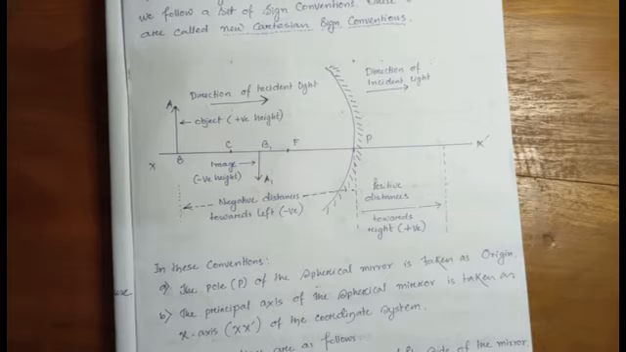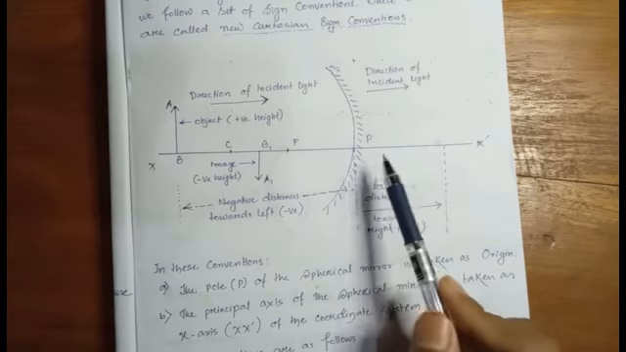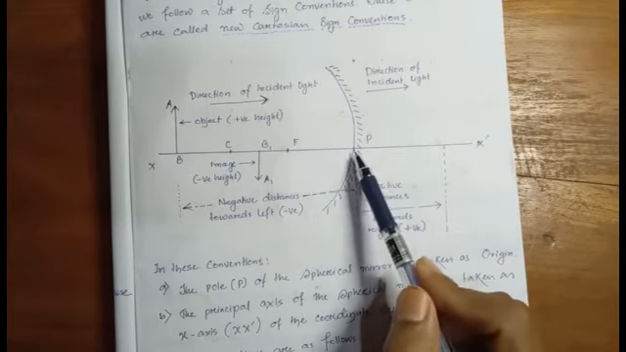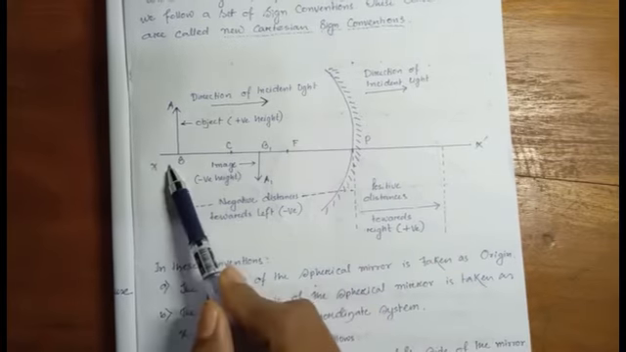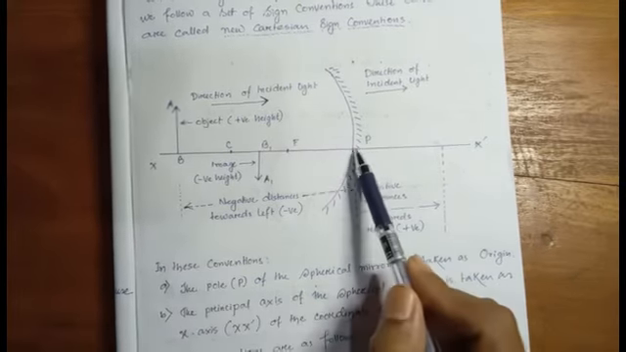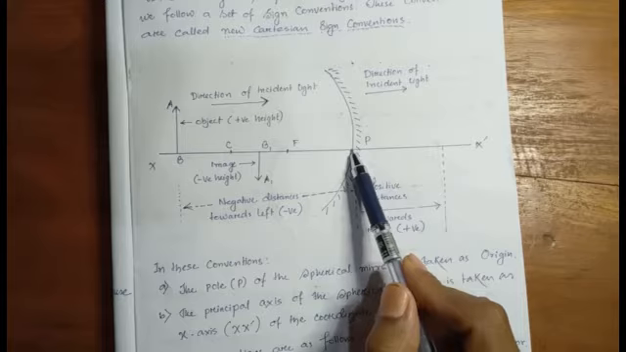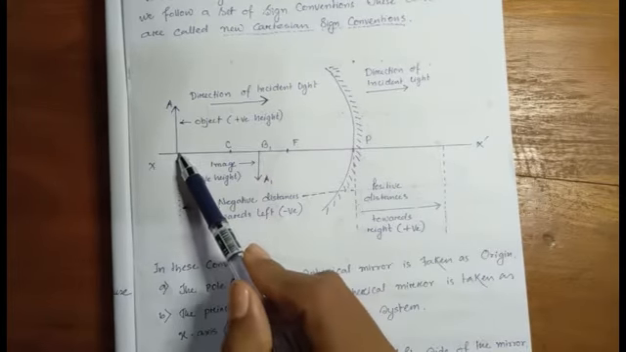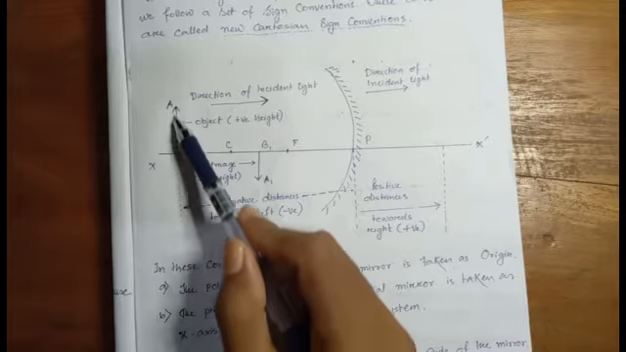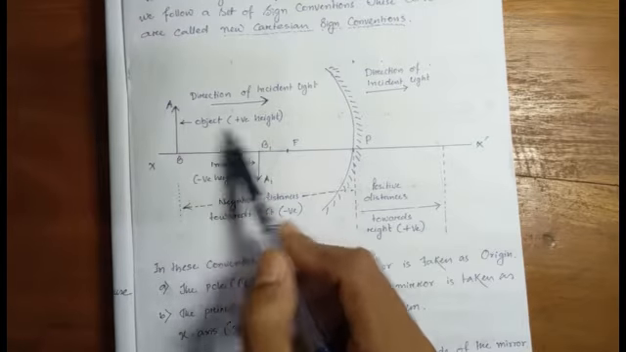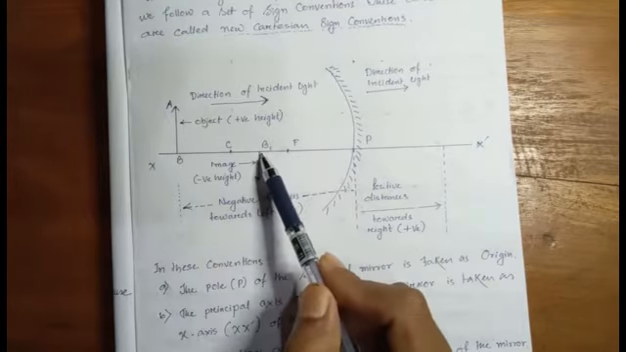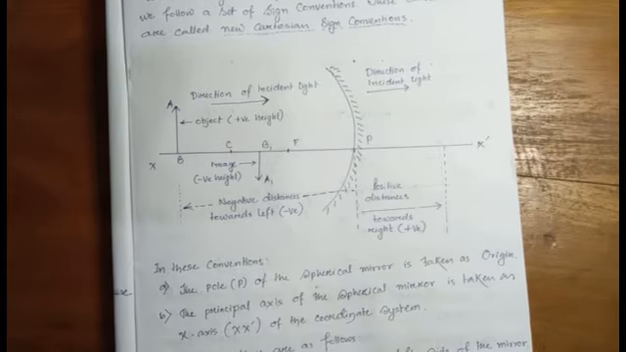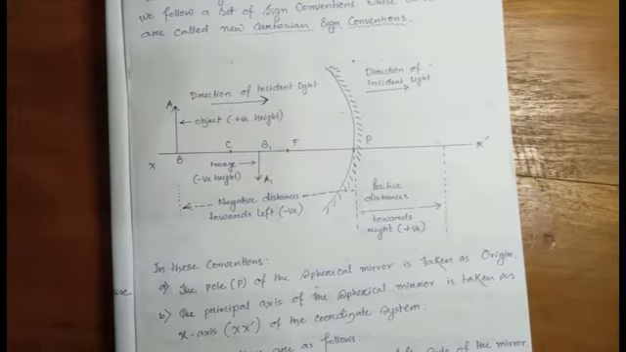So again I repeat, while measuring the distance from the pole to the left, it will be negative. If you are measuring the distance from the pole to the right, then it will be positive. If you are measuring the height of the object in the upward direction, that will be positive. And if you are measuring the height of the image in the downward direction, that will be negative. So these are the sign conventions for reflection by spherical mirror.